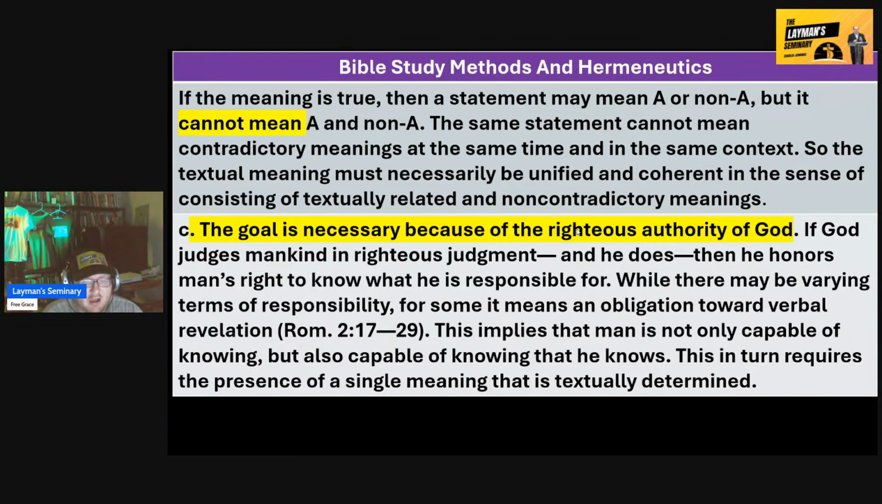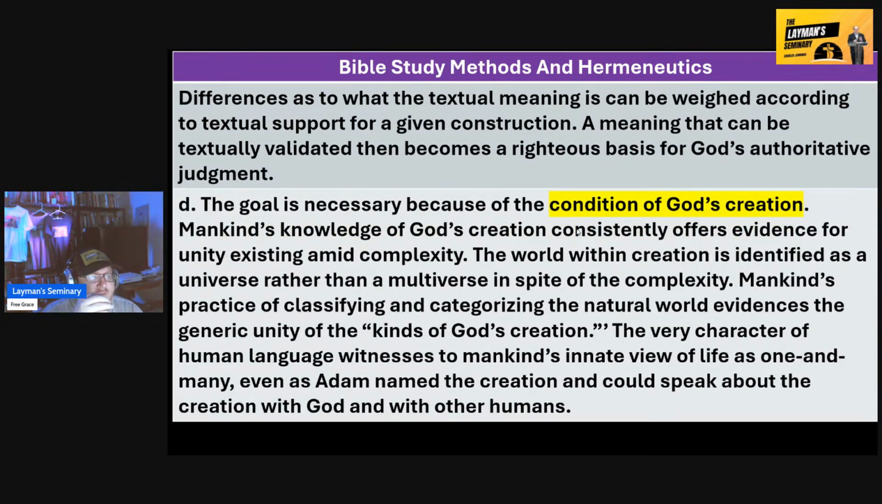This implies that man is not only capable of knowing, but also capable of knowing that he knows. This in turn requires the presence of a single meaning that is textually determined. Differences as to what the textual meaning is can be weighed according to textual support for a given instruction. A meaning that can be textually validated then becomes a righteous basis for God's authoritative judgment.